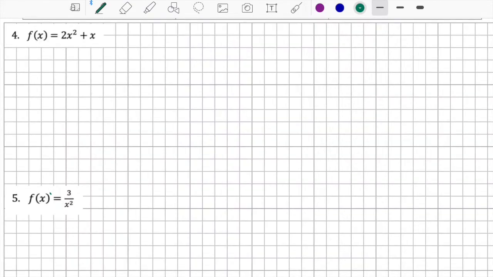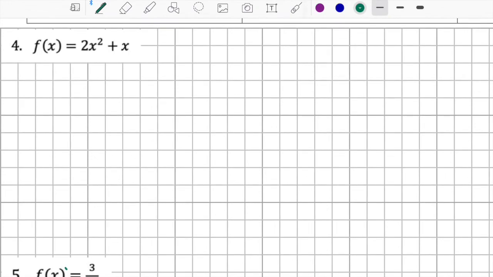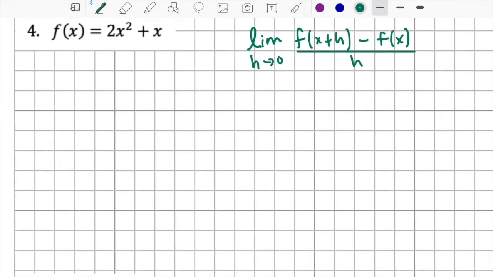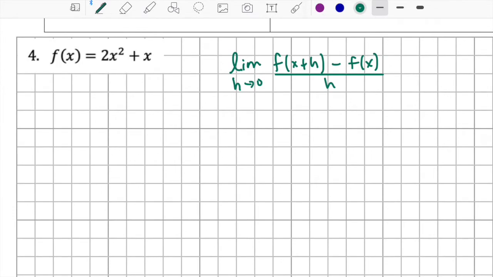On to example number 4. So we're going to do the same thing. We want to find the limit as h approaches 0 of f of x plus h minus f of x, all of that divided by h. So just like we previously did on the side, let's find out what is f of x plus h. So f of x plus h tells me that everywhere I see an x, that is going to get replaced with x plus h. So it'll look like this.